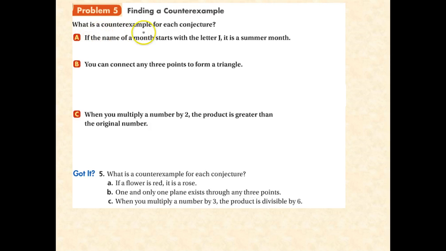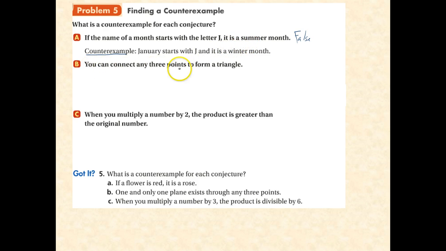So, what is a counterexample for each conjecture? If the name of a month starts with J, it is a summer month. Okay, June, July, that's cool. What about January? There's a counterexample. That means that this statement here is false because we have this counterexample. January starts with J, and it is a winter month, not a summer month.